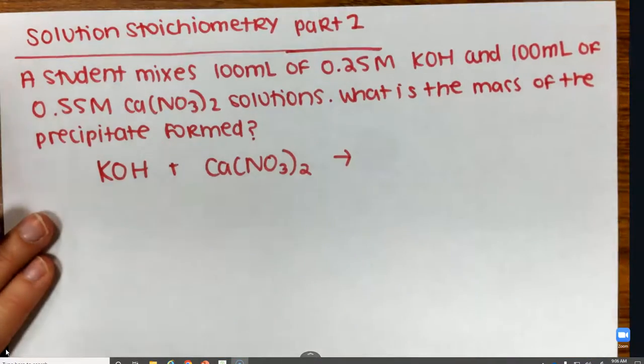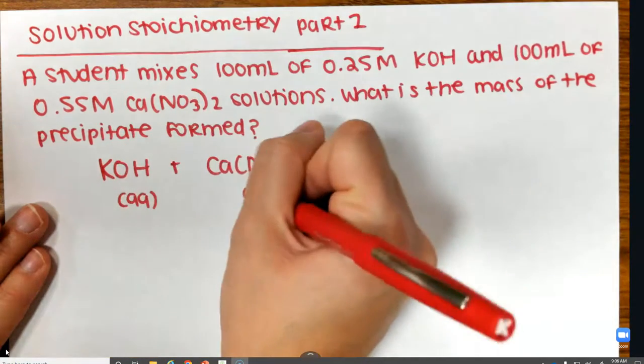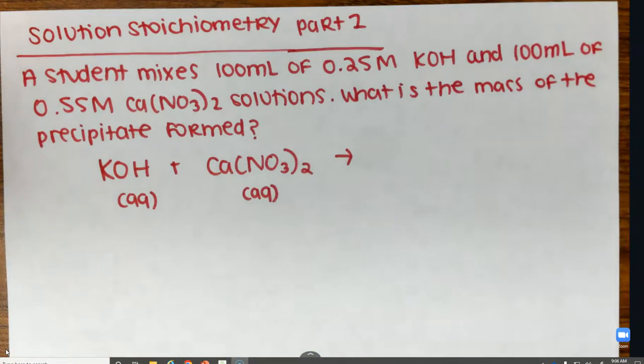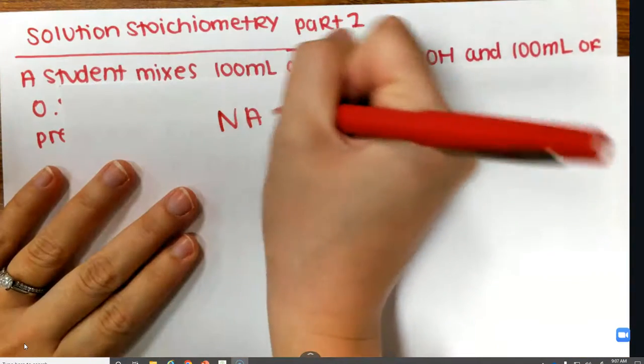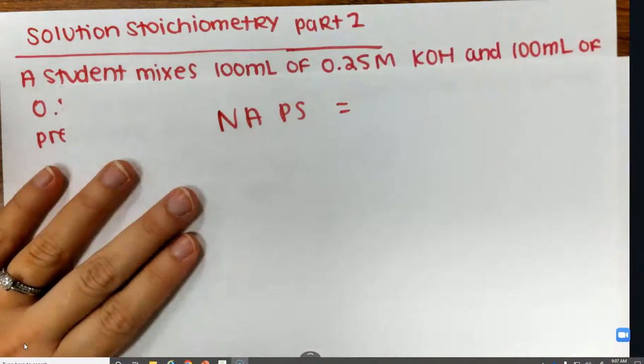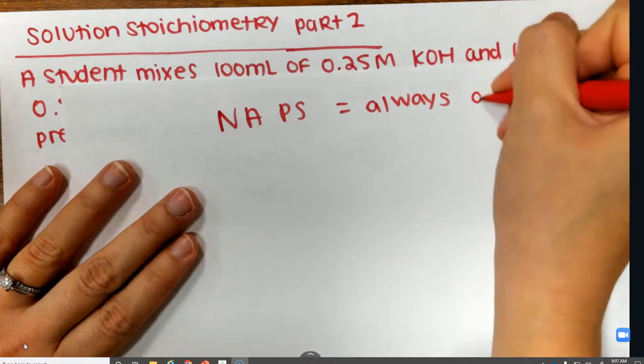I told you these are both solutions, which means that they are aqueous. So let's add that. In chemistry classes, you should know that the following ions are always aqueous. And I remember the saying NAPS. If something has one of those ions, they are always aqueous or soluble in water.